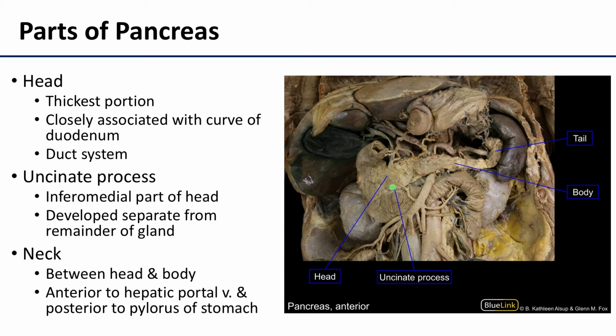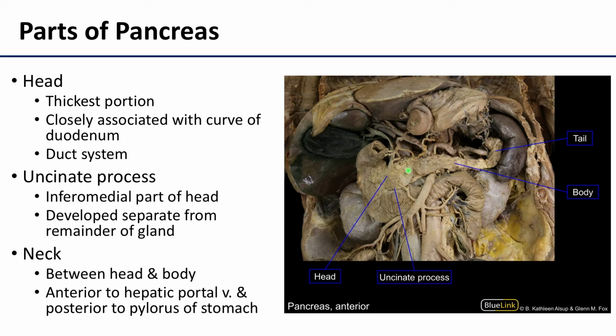The uncinate process, which you can see a little bit right here, also affords a very close relationship with the duodenum. This is actually just a projection of that inferior part of the head. And this portion, the uncinate process, really develops separately in utero from the rest of the gland. So it does have a slightly different appearance than the rest of the head of the pancreas.